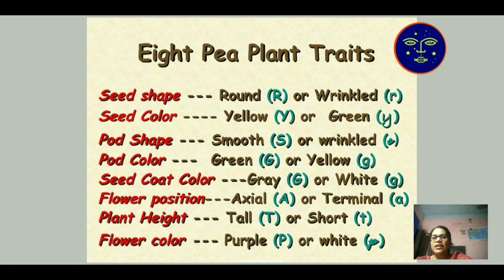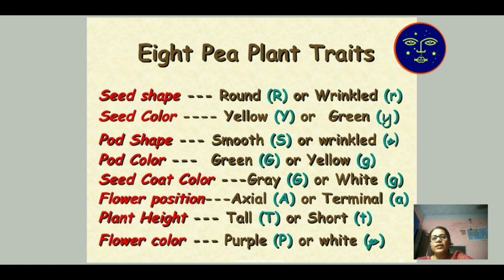First is seed shape. For the dominant character he gave capital R, round; wrinkled means not exactly round. So he gave small r for the recessive character. Similarly, for seed color he chose yellow for the dominating character and green for the recessive character. Pod shape, the shape of the pod: he gave smooth for S and wrinkled for small s, the recessive character.